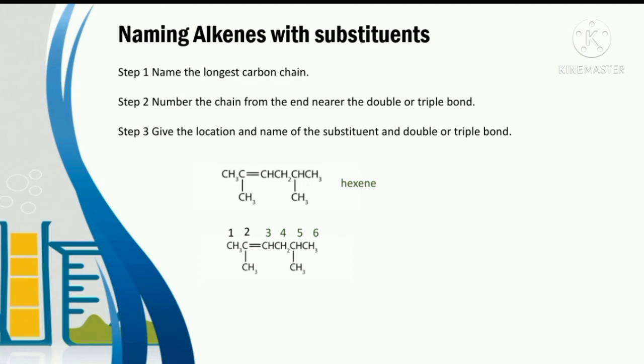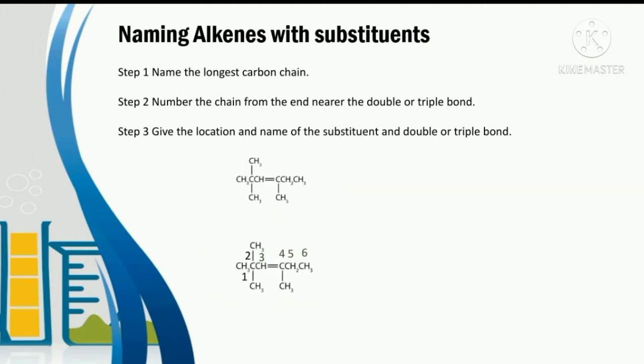The double bond is between carbon number 2 and 3. The attached group contains 1 carbon, so it is called methyl. So the name of the organic compound is 2,5-dimethylhex-2-ene. Here is another example.